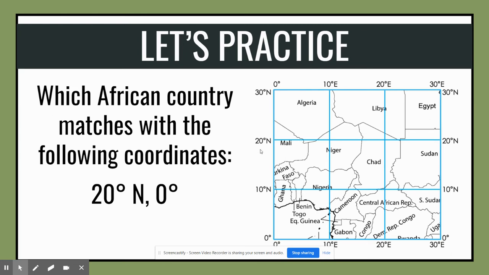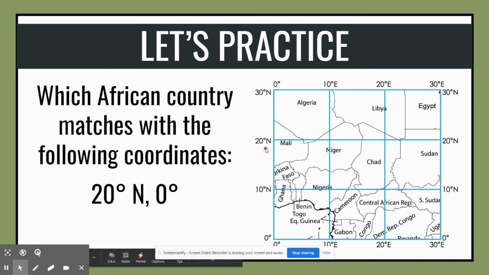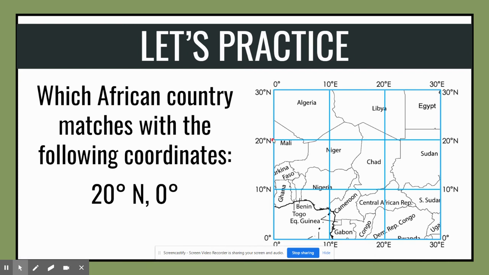We always start on the left side, and we're going to find 20 degrees north. So we're going to go up and find 20 degrees north. Once we've found 20 degrees north, we are going to go as far right as we have to find 0 degrees. I apologize there, the video cut out. But fortunately, now that we're at 20 degrees north, we are already at 0 degrees. You should have seen there that Mali is the country that is located at 20 degrees north, 0 degrees.